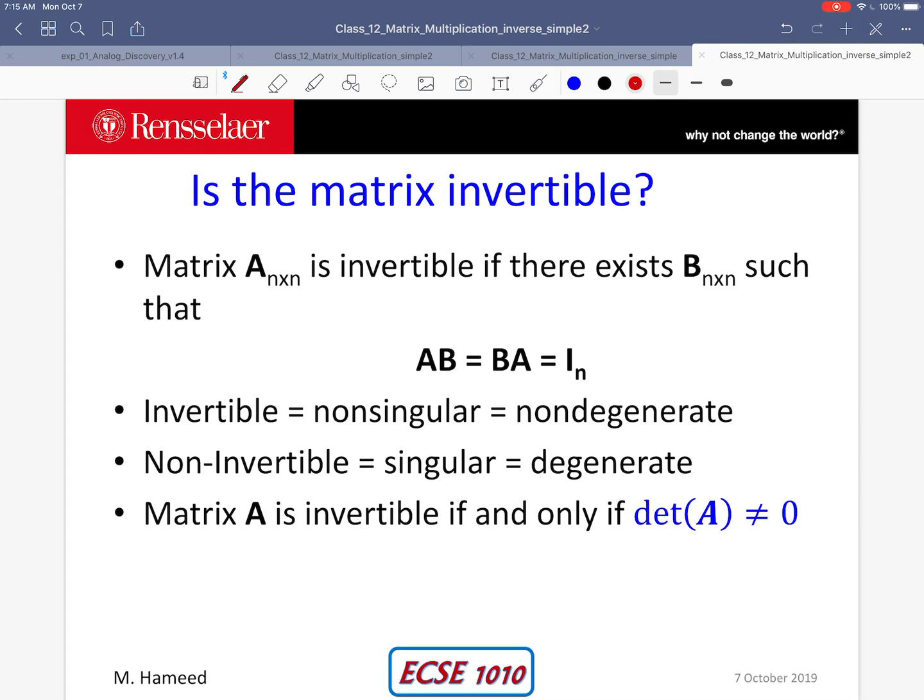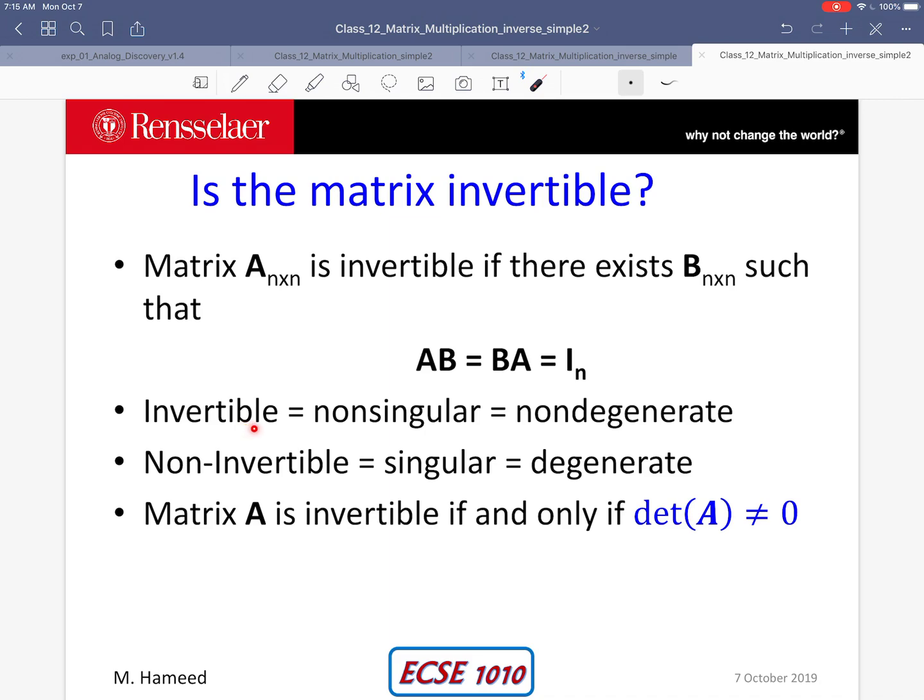A matrix A of size n by n, so we are considering square matrices, is invertible if there exists another matrix B of the same size n by n, such that matrix A multiplied by B equals BA, which equals identity matrix of size n. So identity n means it has n rows and n columns, and all ones in the diagonal, all the rest of the elements are 0. So if we have a matrix B that exists, then A is considered to be invertible.